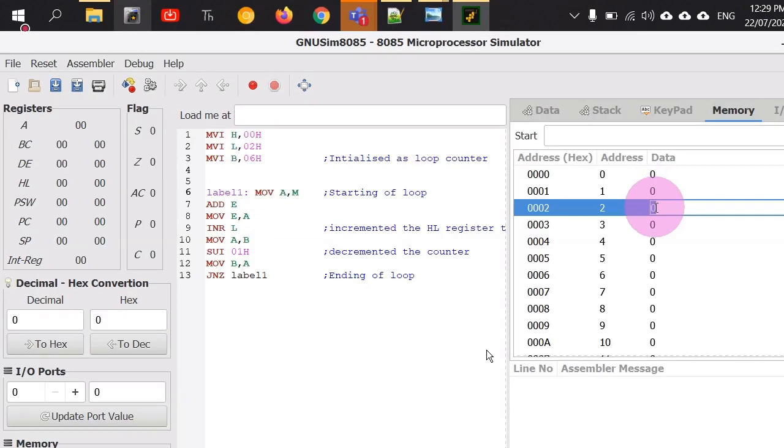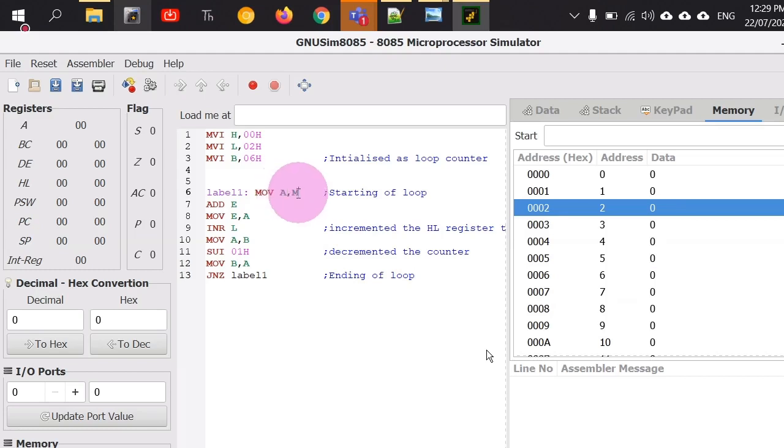Okay, since only 1 minute is left, I will just explain the program. You can just run it and save it. So from location number 2 to the next 6 locations, that is till location number 7, you can keep some data here. And the intention of this program is to add up all those data and store it at some other location, right? So that's what we are going to do here.